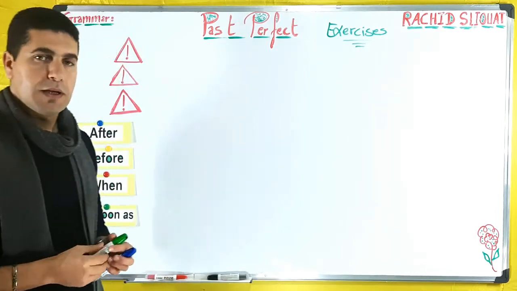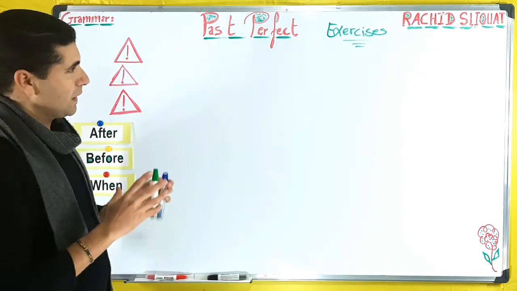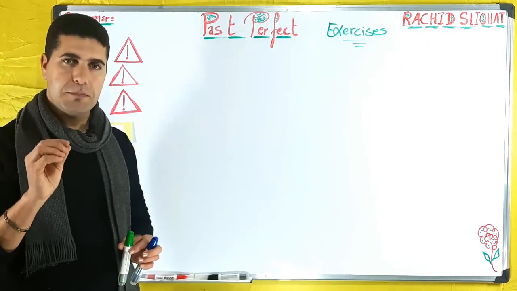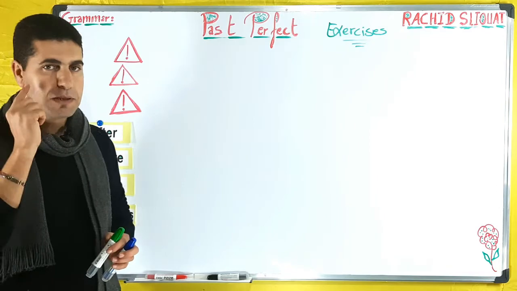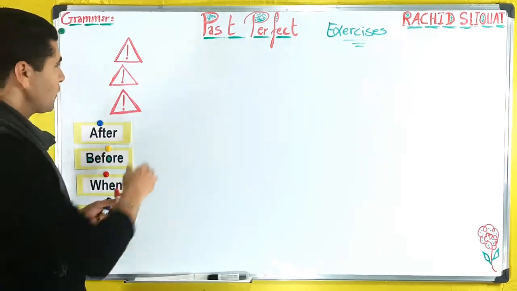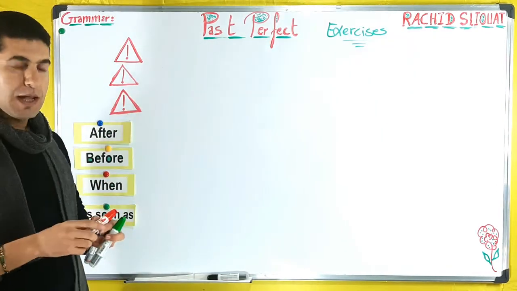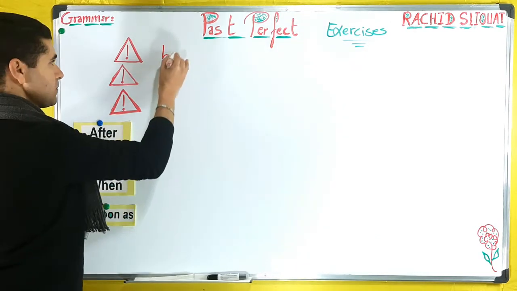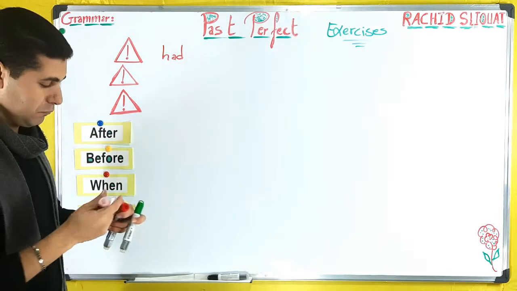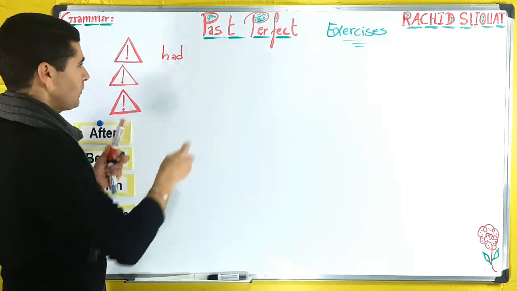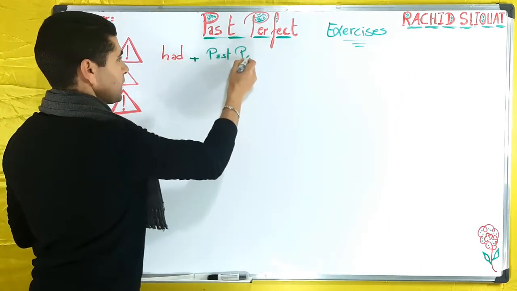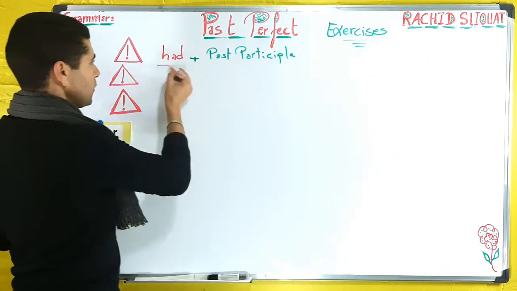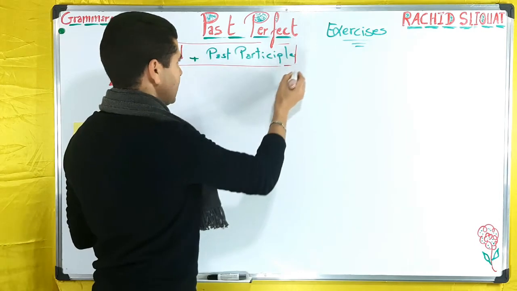When we talk about past perfect in general, there are three very important things that you should keep in mind and you should never forget. Number one has to do with the form, and the past perfect form is very simply had, or hadn't in the negative, plus the past participle of the verb. So this is the form of past perfect simple.